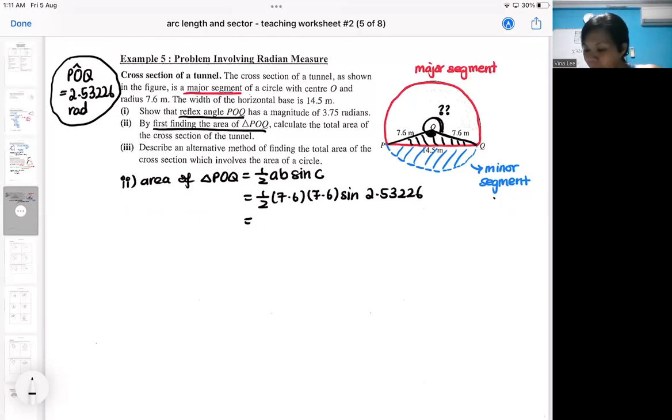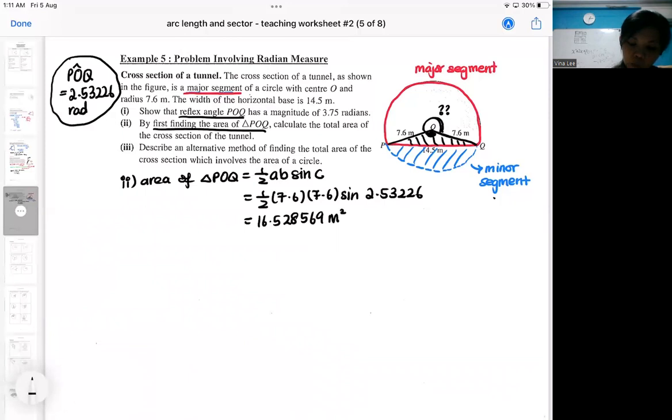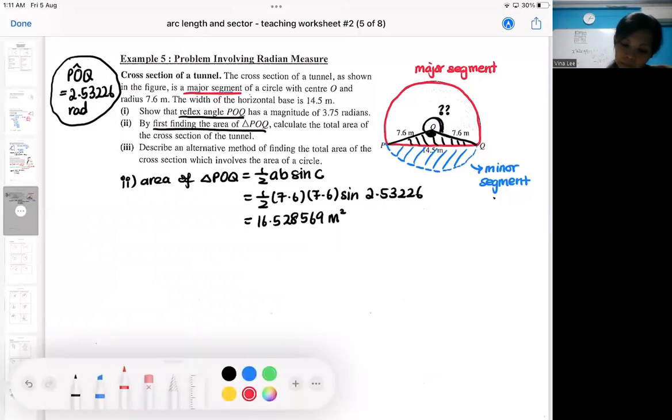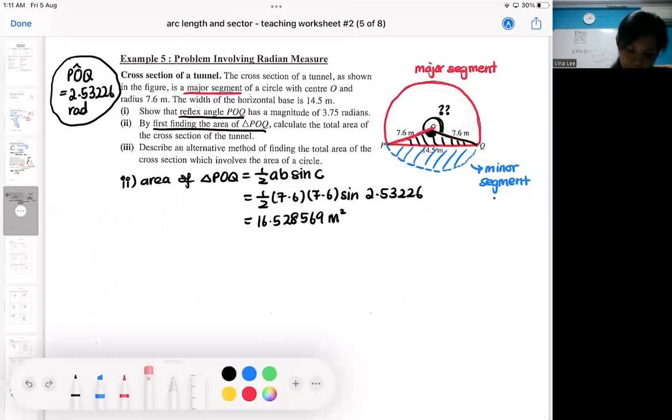And remember, it must be in radian mode. So you will get 16.528569 meters squared. I need to find the whole tunnel. So meaning I need to find the, okay, maybe I change color. I need to find the major sector.